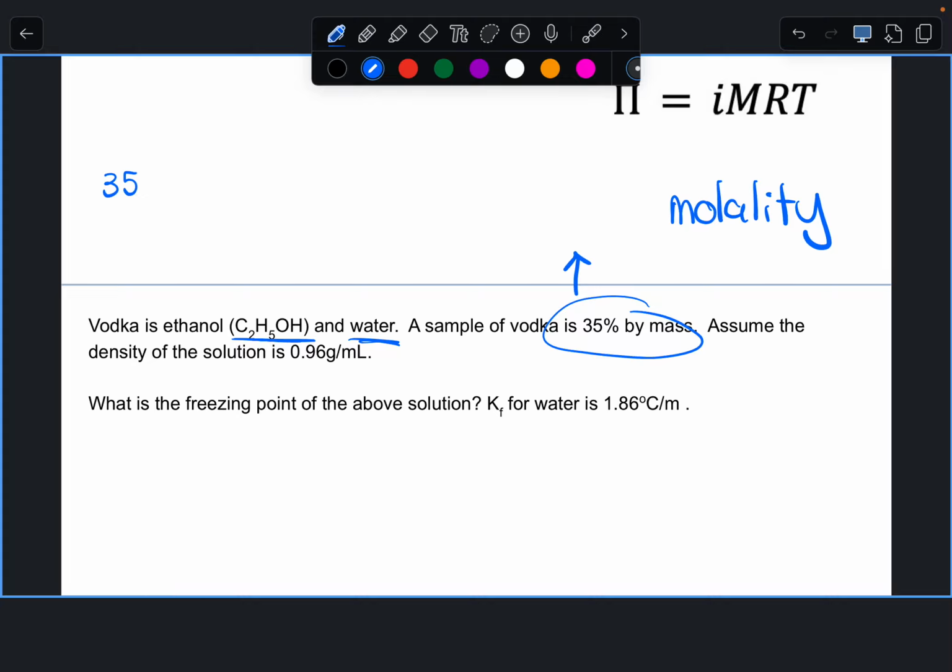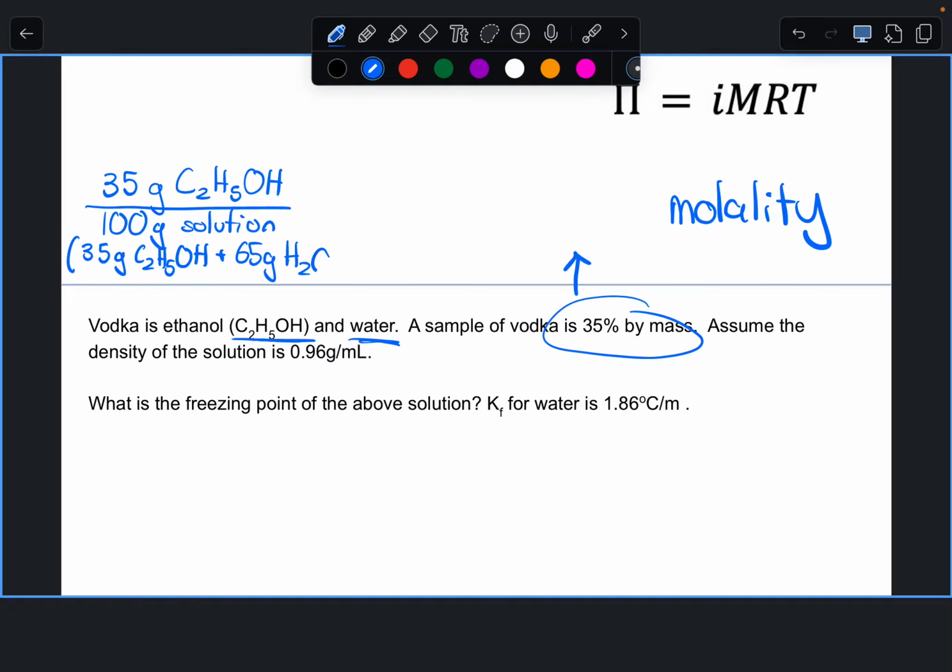Okay, so remember the first step of these is to break them down into the detailed form of what the concentration unit means. So 35% by mass would be 35 grams of ethanol per 100 grams of the solution. But breaking that down even further, the bottom would be 35 grams of ethanol and the difference, 65 grams of water, okay? And then you want to convert that to molality.